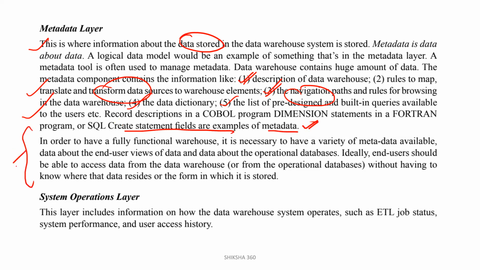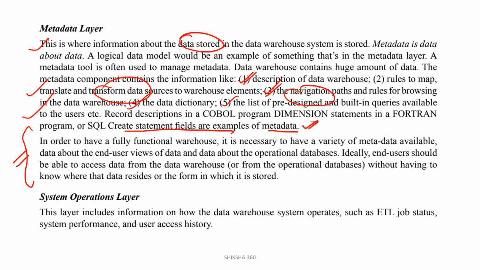So in order to have a fully functional warehouse, it is necessary to have a variety of metadata available, that is, data about the end user views of the data and data about the operational database. Ideally, end users should be able to access the data from the data warehouse or from the operational database without having to know where the data resides or the form in which it is stored. Clear?